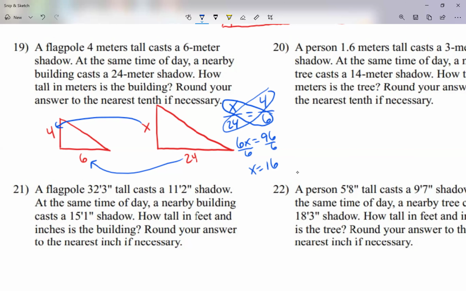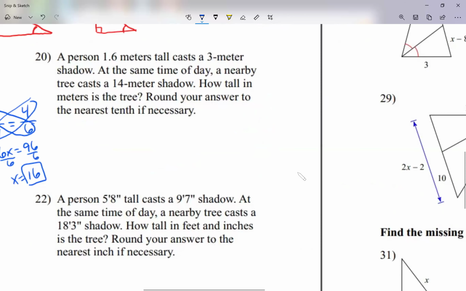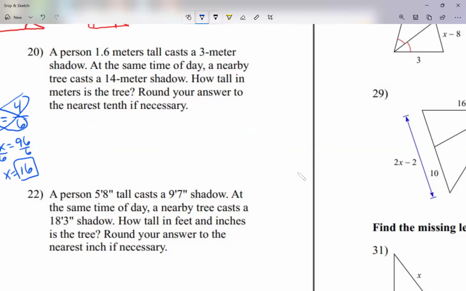Pretty simple, right? It's nice when my answer happens to be a whole number, but some of our cases are going to be decimals. The instructions at the end say round your answer to the nearest tenth if necessary. So that means you're going to deal with some decimals, but make sure you round it to one decimal place if necessary. Take a look at question number 20. There's a person that is 1.6 meters tall and casts a 3-meter shadow. All right, so there's a person. The height of the person is 1.6, and I'm going to say the shadow is 3 meters.